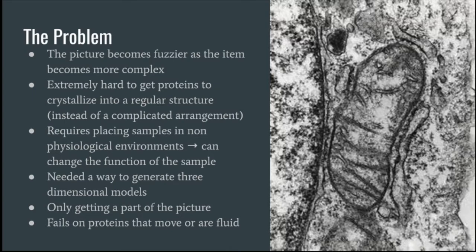Another issue with X-ray crystallography is that there's no way to generate 3D models, and we're only getting part of the picture. It also fails on proteins that move or are fluid. If proteins are moved during the imaging process, the image would blur, and X-ray crystallography would not be able to take an accurate picture. Later, another method called CryoEM, which we'll be talking about later, solved this by first freezing the proteins to prevent movement, and then using an electron microscope to get an image at a higher resolution and a smaller scale.